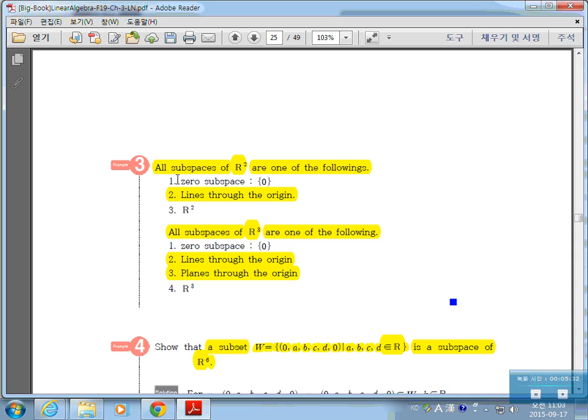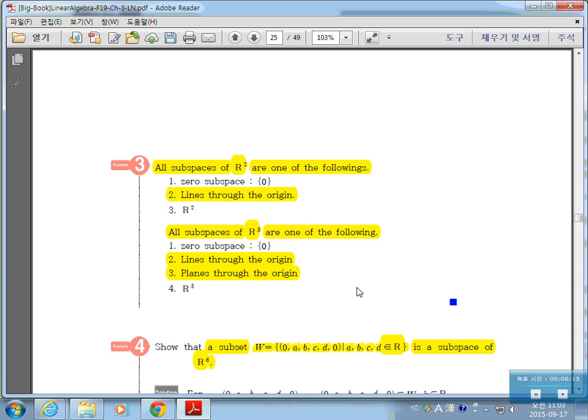All subspaces of R2 are one of the following: only the zero subspace, R2 itself, and lines through the origin. So any line that does not pass through the origin cannot be a subspace of R2. Second, in R3, all subspaces of R3 are one of the following: the zero space, R3 itself, and these two types, lines through the origin and planes through the origin.